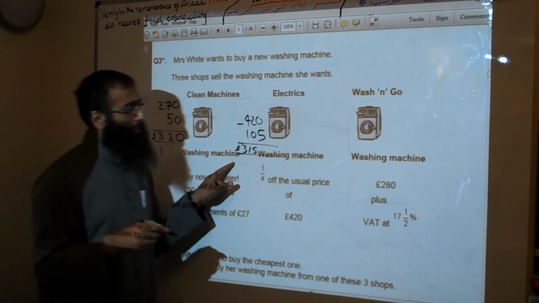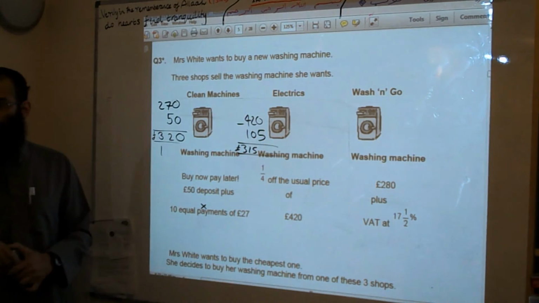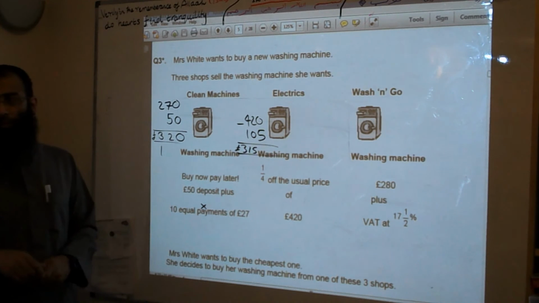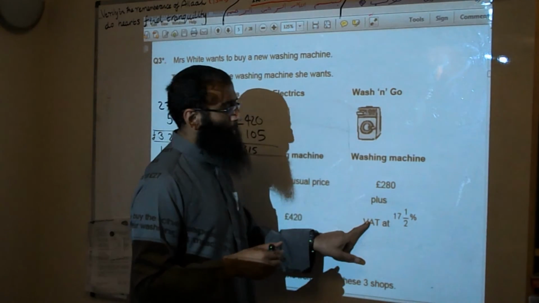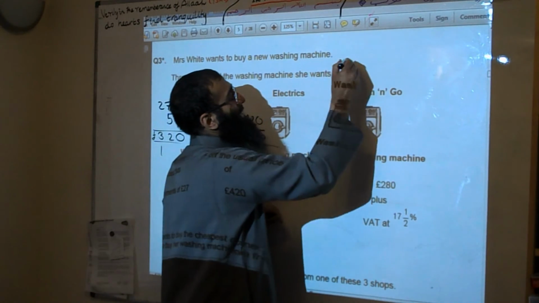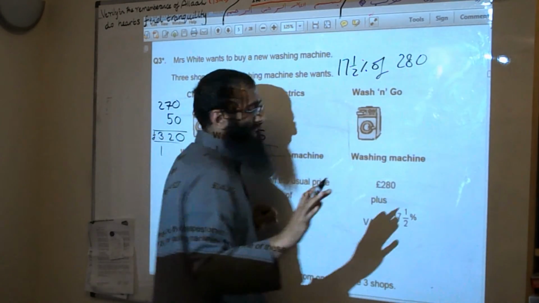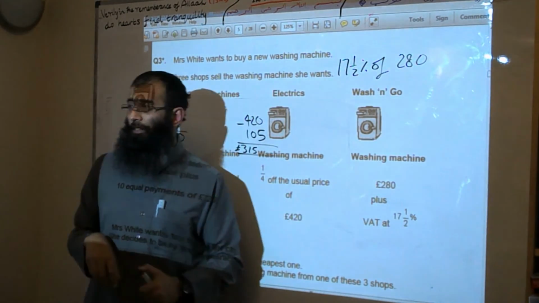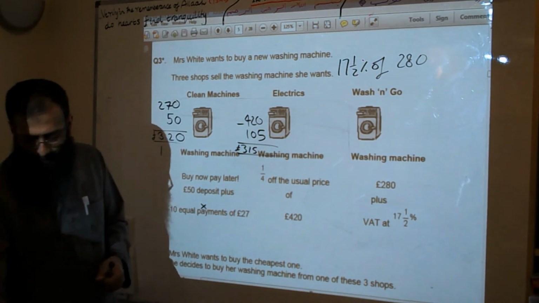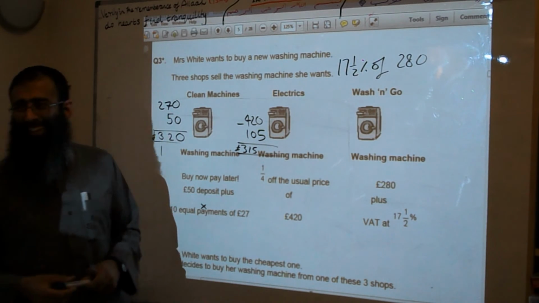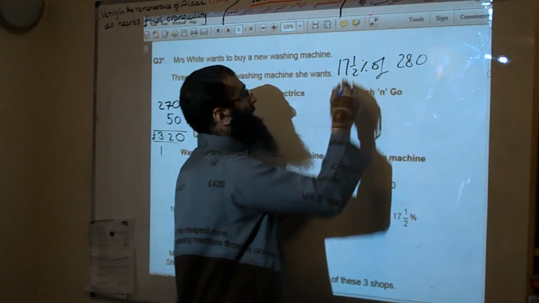That's 320, that's 315. This one's 280 plus VAT at 17.5%. VAT now is 20%, so this paper has been written before the VAT was changed. Now, 280 plus VAT. If you have to work out 17.5% of 280 without a calculator, most students will be looking for the exit. Literally. It doesn't need to be that way. If we break this number down, it comes into nice little chunks that we can easily work out.